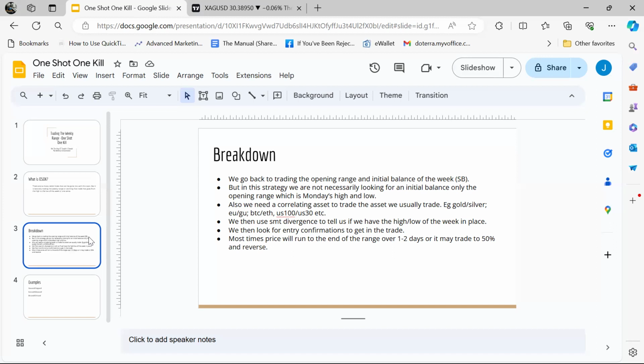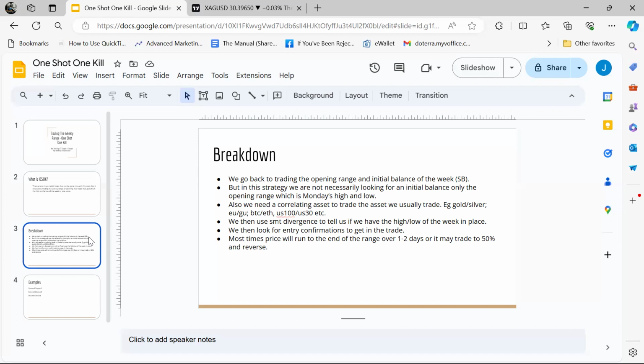So if you're trading EU, you need GU as a correlating asset. If you're trading gold, you need silver as that correlating asset. If you're trading crypto, you can use BTC and ETH, so Bitcoin and Ethereum. Or if you're trading the indices, you can use US 100 and US 30, or you can use US 100 and US 500 or US 30 and US 500, wherever you choose to do that.